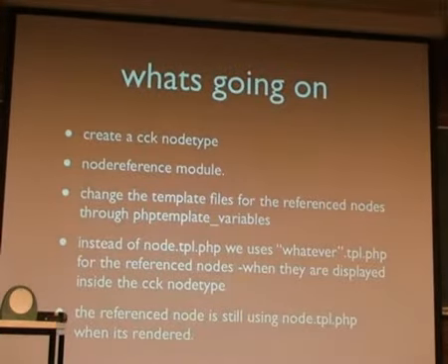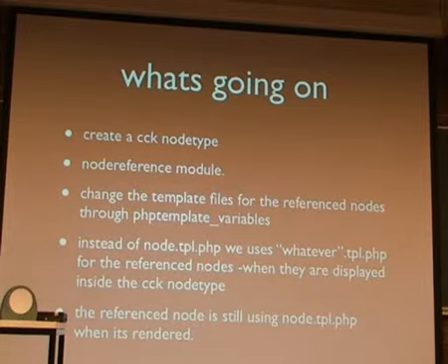So what we're going to do before we create this page is create a new CCK node type. We're using the node reference module that comes with CCK. Then we're going to use the PHPTemplate engine, the variables hook there, to create these specific template files we have to put in.